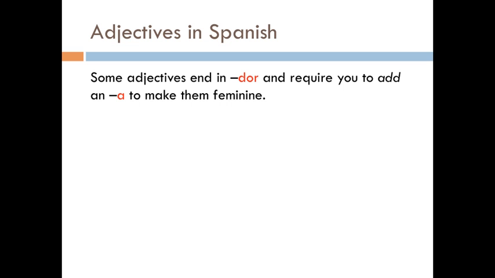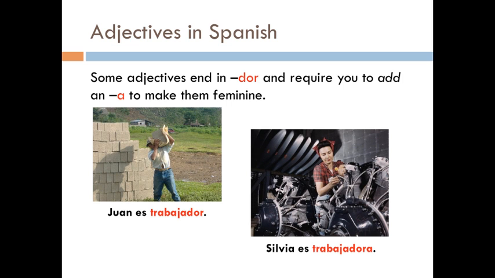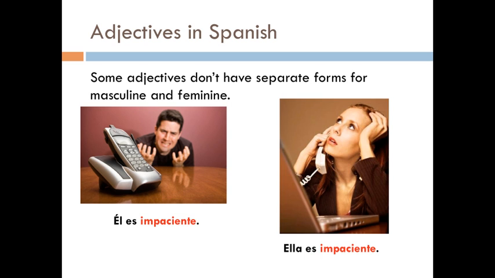Some adjectives don't end in O, but you'll still have a feminine form. One example that we see from this lesson is the word trabajador. Juan es trabajador. That ends in DOR. Most adjectives that end in DOR will require you to add an A to make them feminine. So if you're talking about Silvia, you say Silvia es trabajadora. There are a number of adjectives like that, that end in dor and end in dora for the feminine form. So instead of changing the O to an A, because there's not an O at the end of it, you're going to add the A. Trabajador, trabajadora.